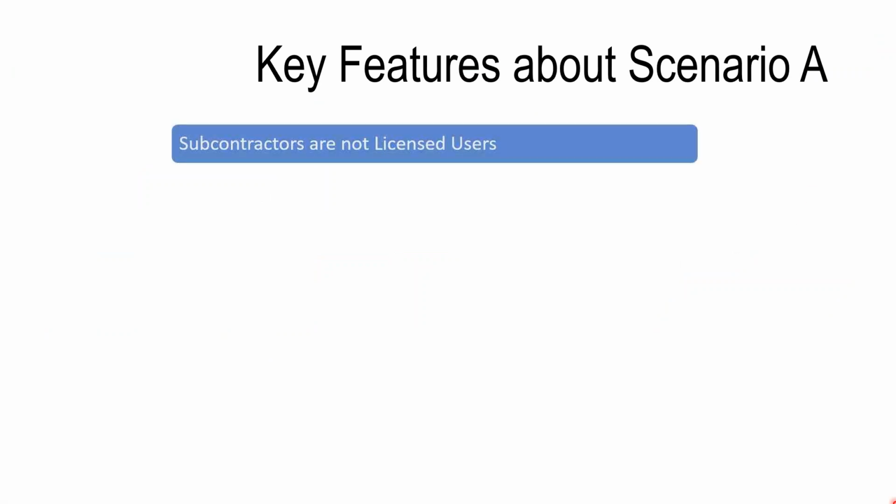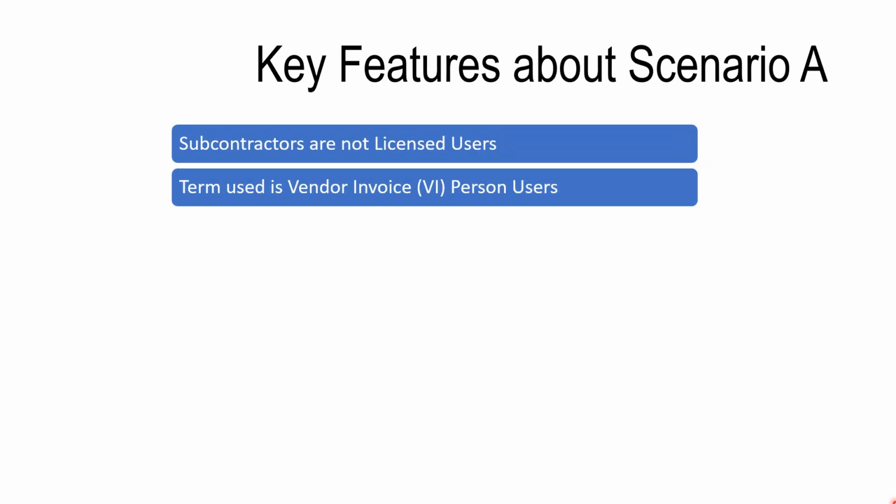Okay. There's a few key features I want to make sure that we're aware of with Scenario A. So in Scenario A, we have subcontractors, but they're not licensed users. We add them to the person table within Uninet, but they are not licensed users. They do not count against your license count. The term we use is vendor invoice person, vendor invoice user. You'll hear both of those interchangeably.